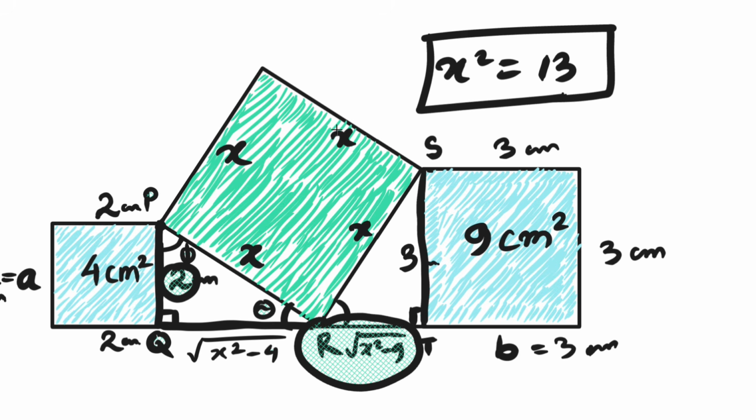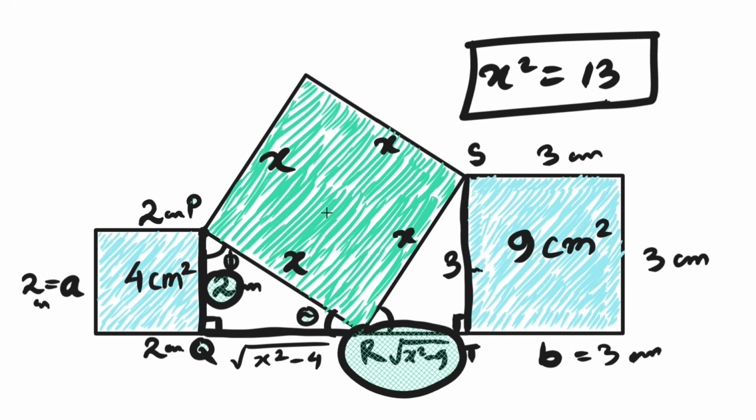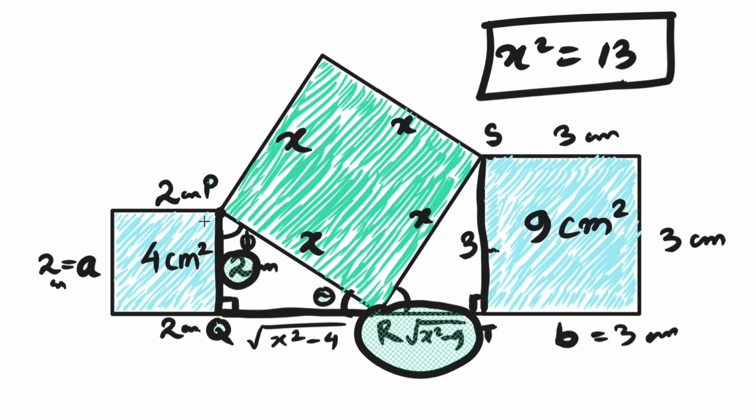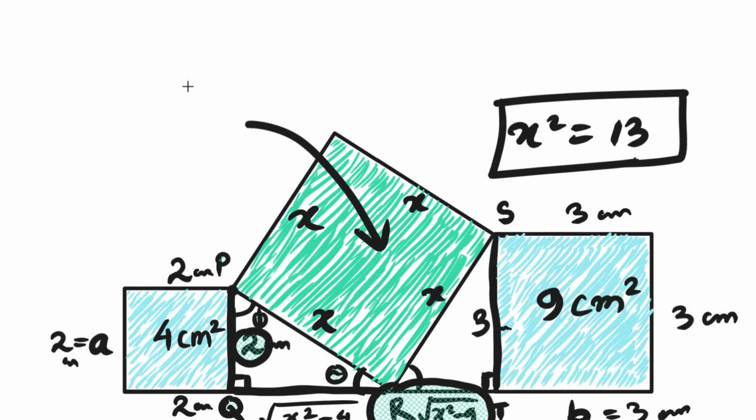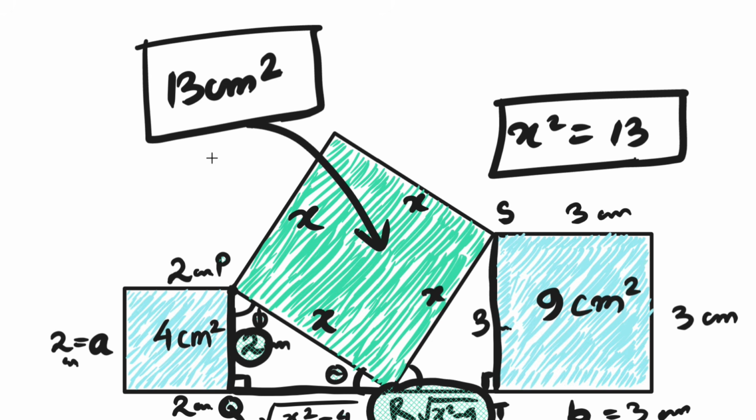And now notice how nicely everything comes together. At the beginning, we said that the area of the green square is x squared. We have just calculated that x squared equals 13. Therefore, the area of the green square is 13 square centimeters. So our final answer is 13 square centimeters.